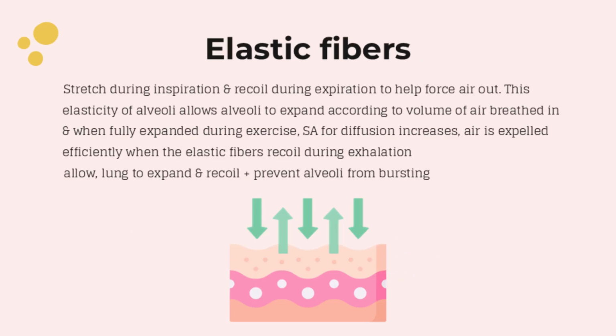Elastic fibers. They stretch during inspiration and recoil during expiration. This helps force air out. This elasticity of alveoli allows them to expand according to the volume of air breathed in. When fully expanded during exercise, the surface area for diffusion increases. The elastic fibers recoil during exhalation. They allow the lung to expand and recoil and prevent alveoli from bursting.